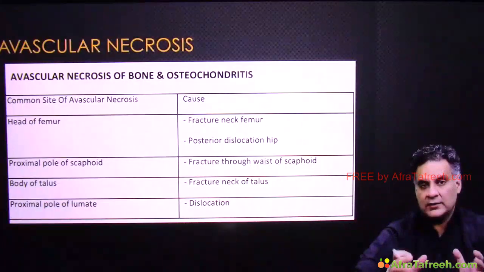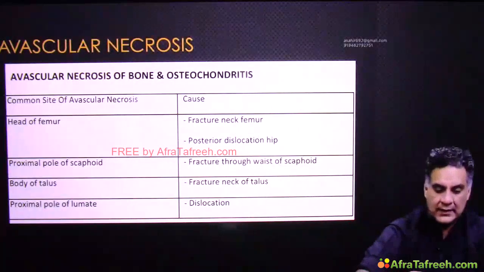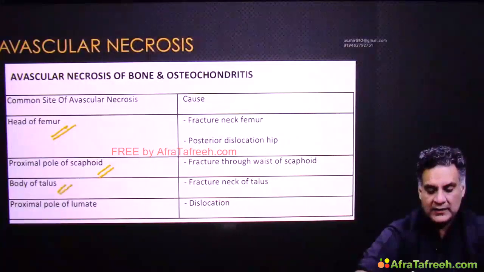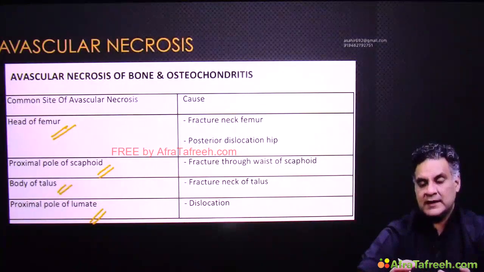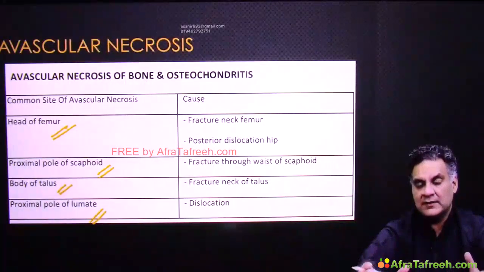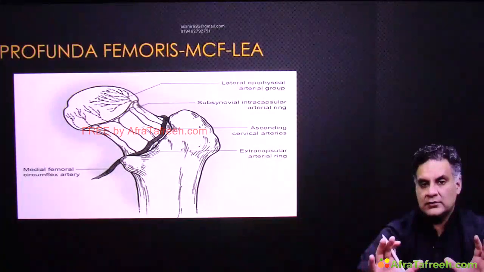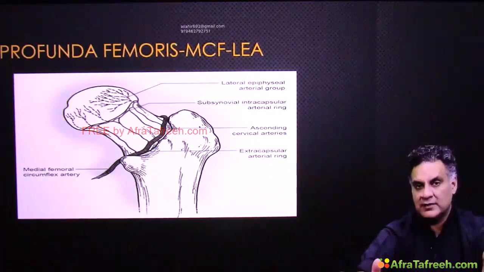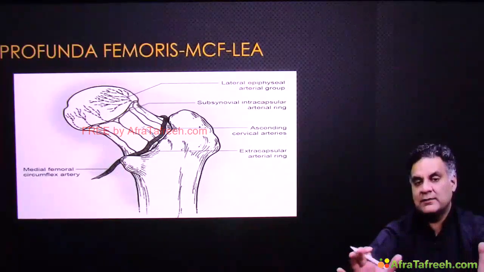Avascular necrosis, death of a bone due to poor blood supply. Common sites: the head of the femur, the proximal pole of scaphoid, the body of talus, or the proximal pole of lunate. Along with that, there can be avascular necrosis involving the head of humerus, the capitulum, the distal femoral condyles. These are 7 areas. The avascular necrosis of the head is related to the main blood supply being damaged, the profunda femoris, or the medial circumflex femoral artery, or its branches, the lateral epiphyseal arteries.